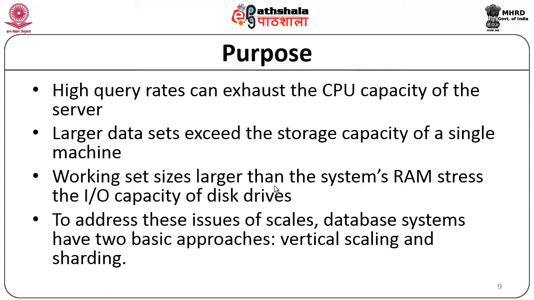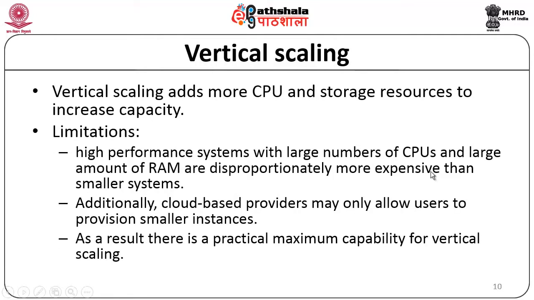So, when you want to scale, as I mentioned, you can do it in two ways. One is vertical scaling, another one is sharding. Now, let us understand what vertical scaling is. Vertical scaling is basically adding more and more CPUs and storage resources to the existing environment to increase the capacity. When you add more CPU and more storage, you are trying to accommodate more and more data and then process it with more CPUs.